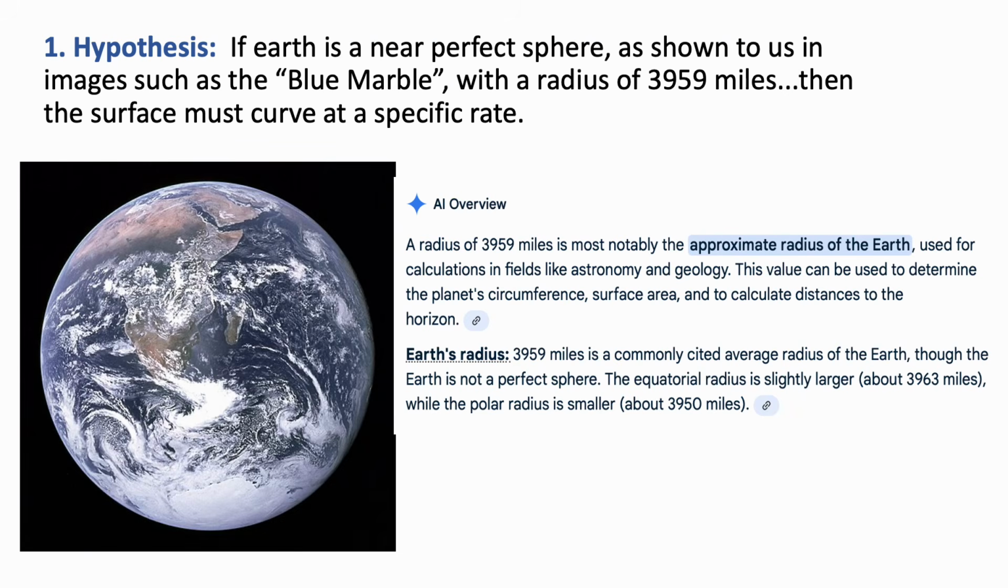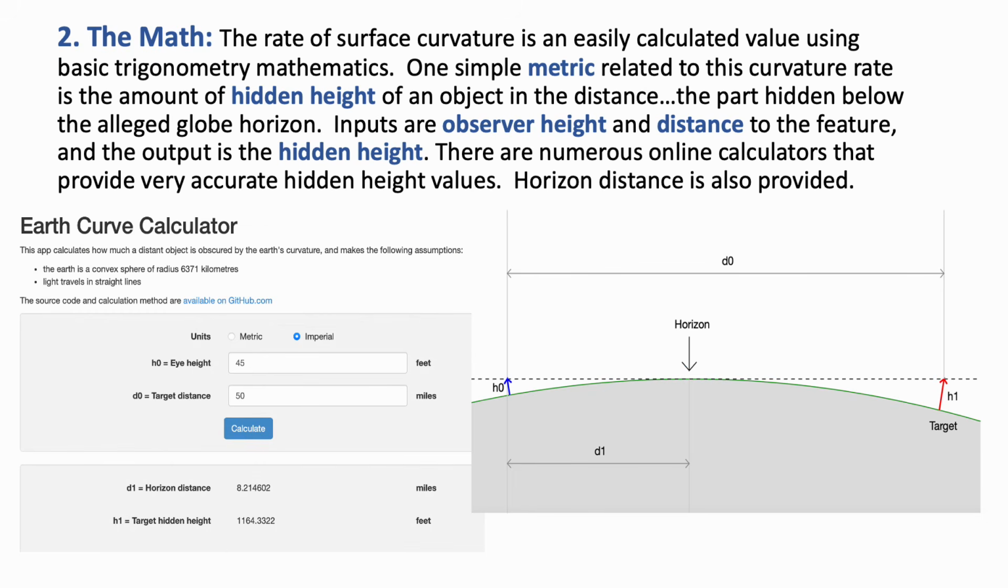Hypothesis. If globe, the surface must curve at a specific rate, based on the radius of the Earth of 3959 miles. The math. If the surface curves, objects in the distance must get hidden beyond the globe's physical horizon. A simple metric is how much should be hidden, simply called hidden height, which is an easily calculated value given observer height and distance.